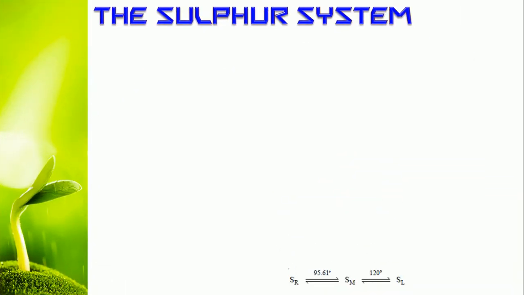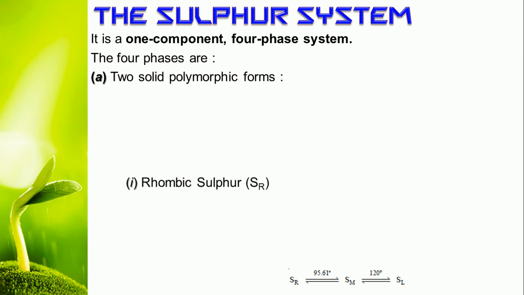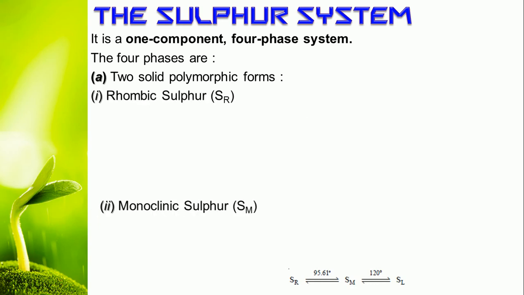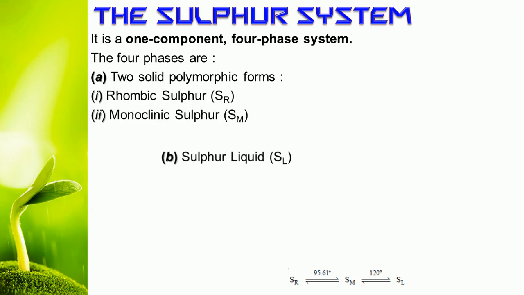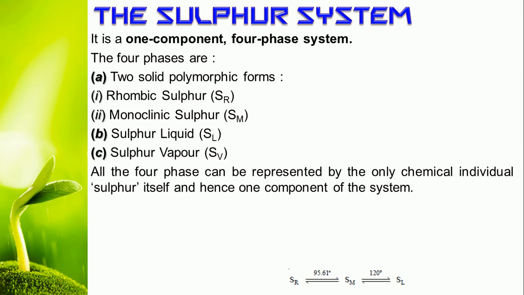Now let's take a quick look at the sulfur system. The sulfur system is also a one component system. It has four phases. The four phases are two solid phases: number one, rhombic sulfur, number two, monoclinic sulfur. There is a liquid phase, which is known as liquid sulfur, and one vapor phase, which is known as sulfur vapor.